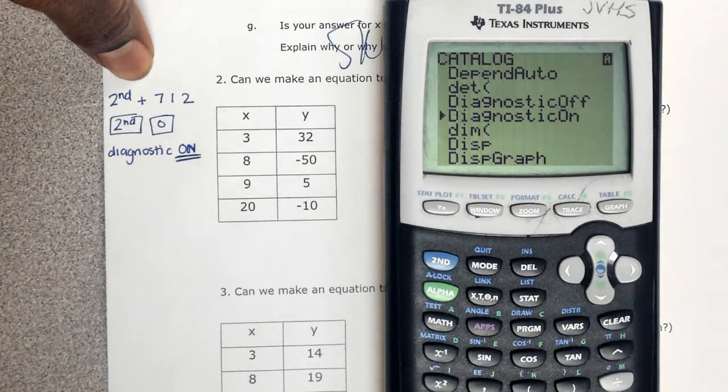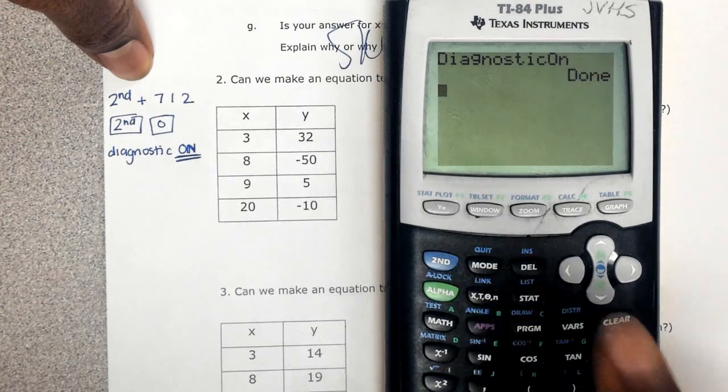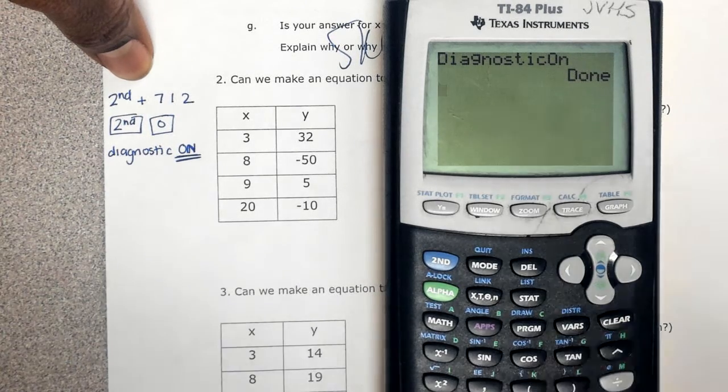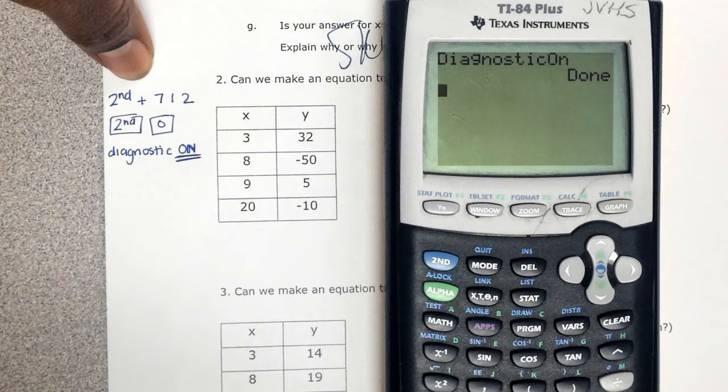Then you're going to press enter, and then enter again, and it will say done. That means your diagnostic is on. Okay? I'll give you about 2 seconds. Diagnostic on. Done. Okay? Now you can do what you already know how to do.